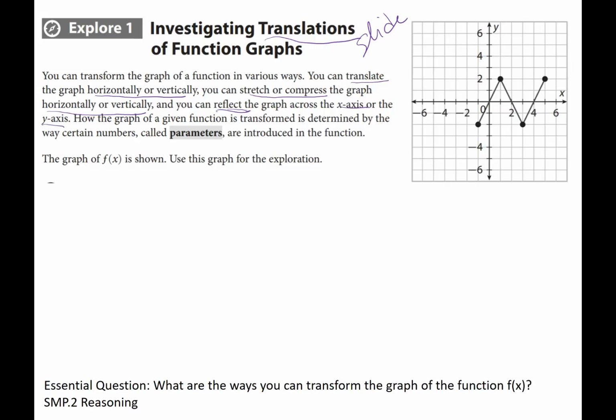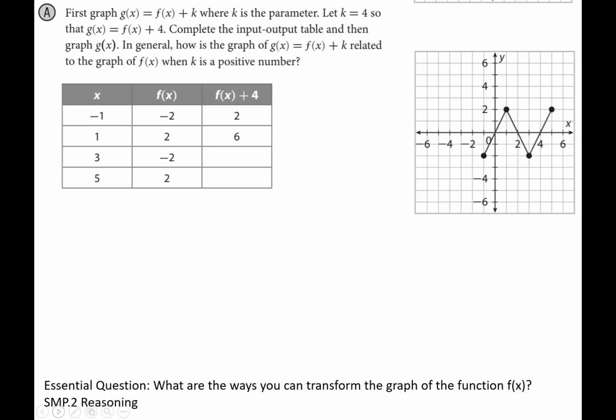How the graph of the given function is transformed is determined by certain numbers we call parameters, which are introduced in the function. So parameters are numbers that are introduced in the function. The graph of f is shown. Use this graph for exploration. So this is what they're considering the graph of f of x.